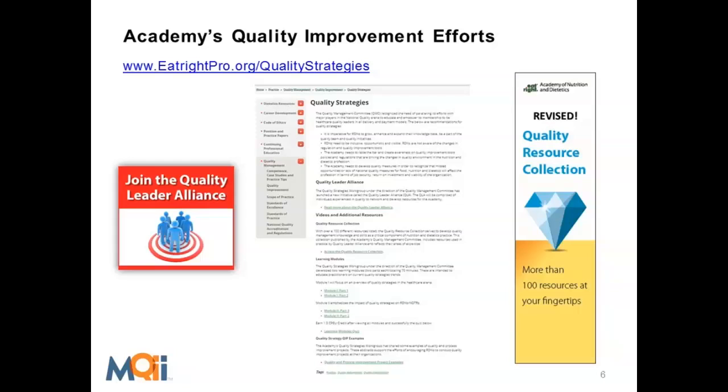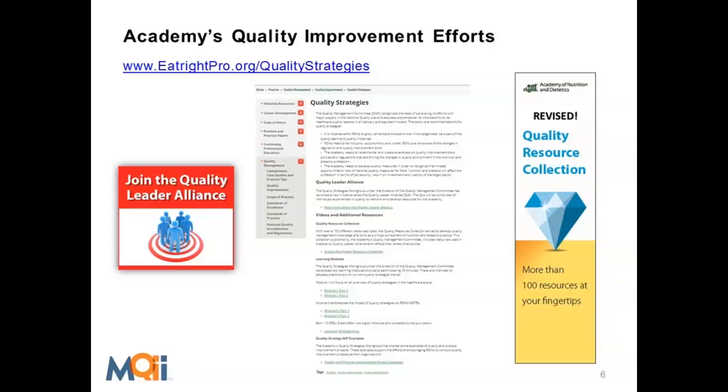Also, the development of a quality resource collection, which is a catalog of over 100 different resources classified by RDN professionals to develop quality improvement as a critical component of the nutrition and dietetics practice. It features an appendix for educators and preceptors. Also, the Academy's Quality Strategies Work Group shared examples of quality and process improvement projects, where a variety of abstracts support the efforts of RDNs to conduct quality improvement projects at their organizations and align with the National Quality Strategy.